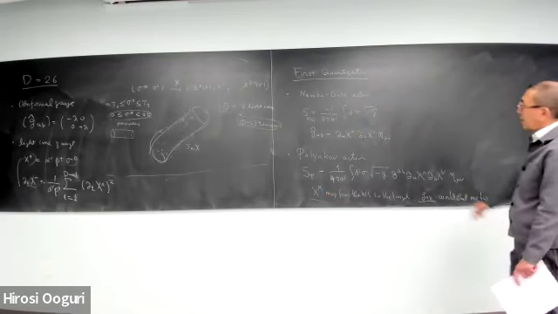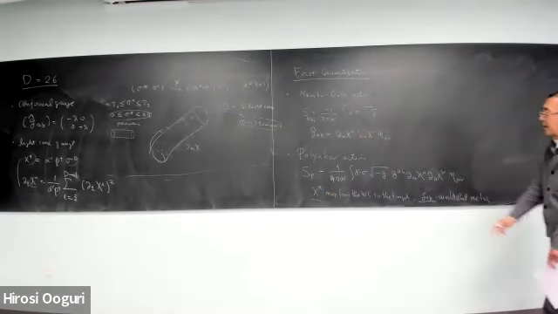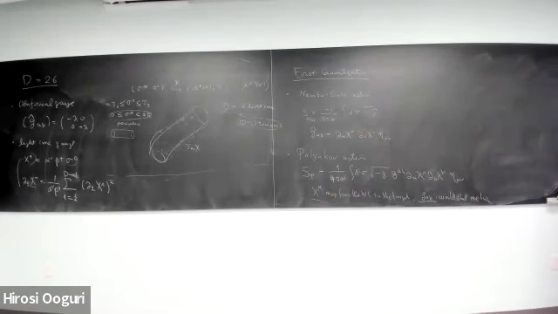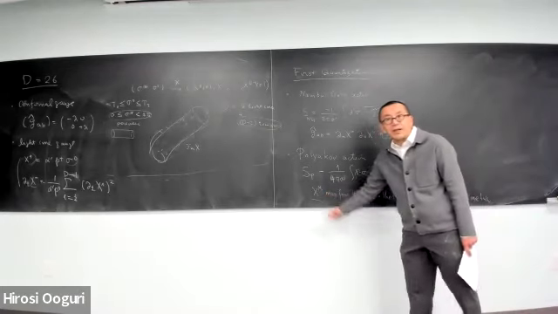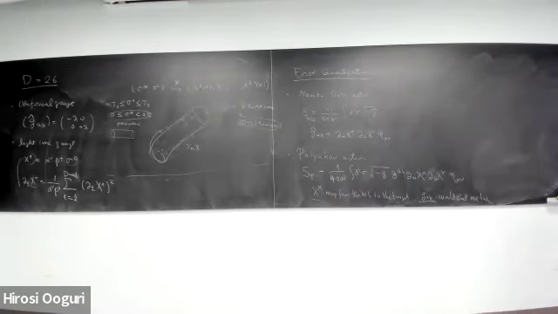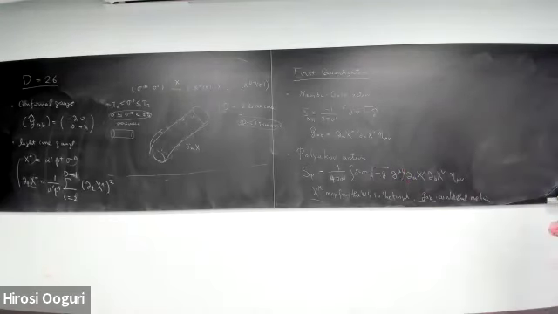In the Nambu-Goto action, this induced metric is determined by this embedding map X. But in the Polyakov action, these two are treated as independent. As you can see, the metric enters into the action in a very simple form, without any derivatives, and so you can algebraically eliminate it.